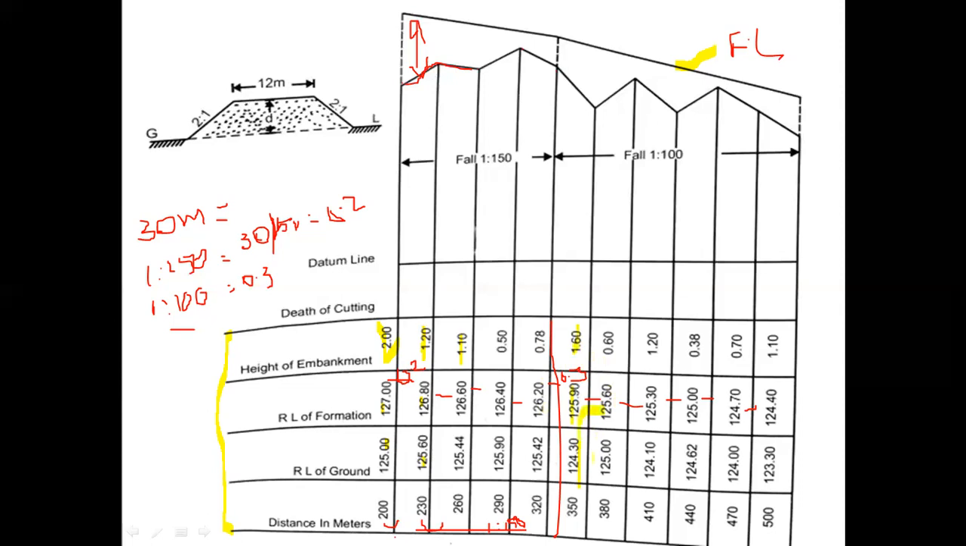Next one, 125.60 minus 125 is equal to 0.60. Next, 125.30 minus 124.10 is 1.20. Next, 125 minus 124.62 is equal to 1.38. Next one, 124.70 minus 124 is equal to 0.70. Next, 124.40 minus 123.30 is equal to 1.1. This is the filling portion, meaning the height of the embankment.